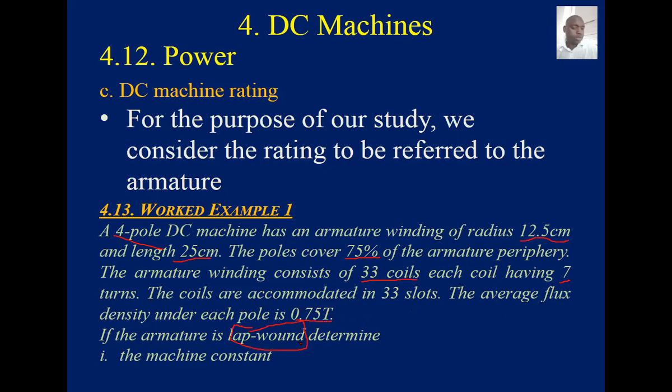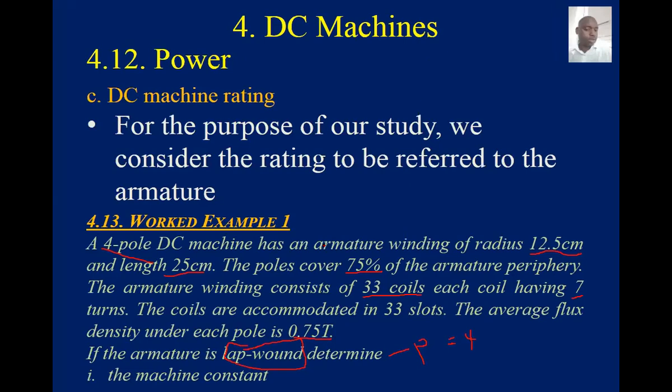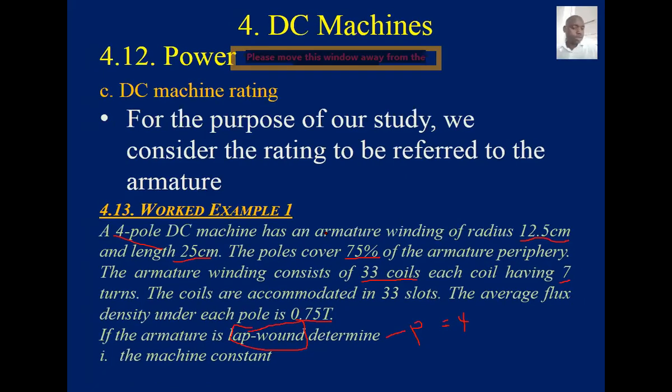So from the above information, you will now check if the machine is lap wound. What do we get? P is equal to 4. Machine is lap wound. How many parallel paths do we have? And so on and so on. So before you continue to answer the question, you should also look at the information that you're given and how it can help you to simplify the problem.